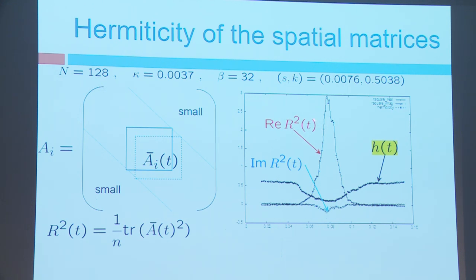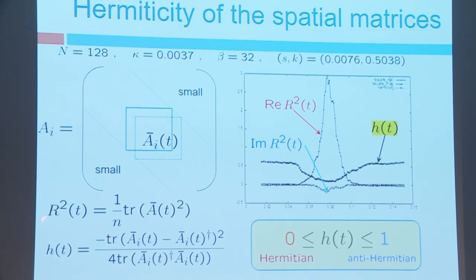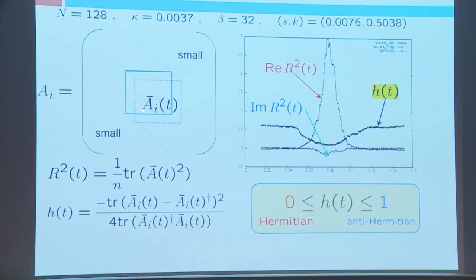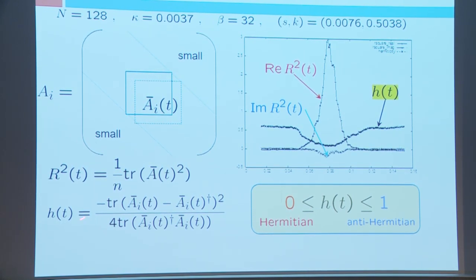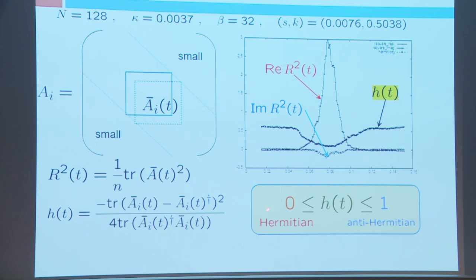We consider this part to correspond to the late time in the universe. So at late times, we obtain the real space-time. And we also define the hermiticity for the matrix AI bar of T. This is the definition of H of T. You can see that this quantity takes a value between 0 and 1, and 0 corresponds to Hermitian matrices, while 1 corresponds to anti-Hermitian matrices. So we plot the H of T against T.